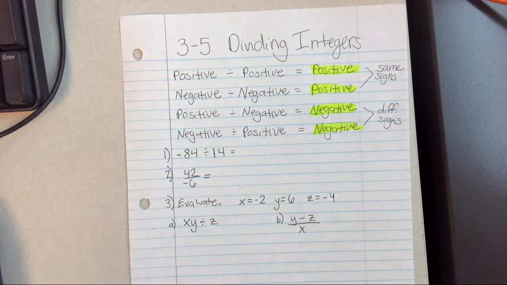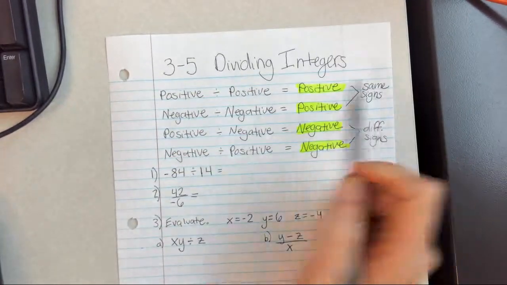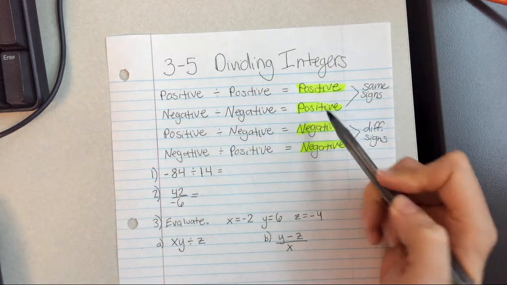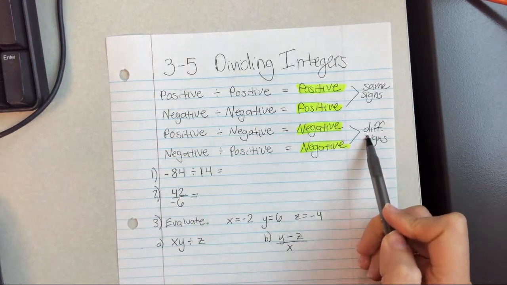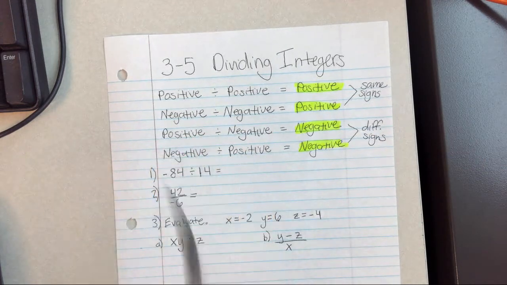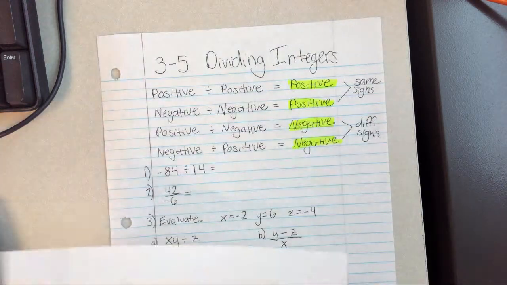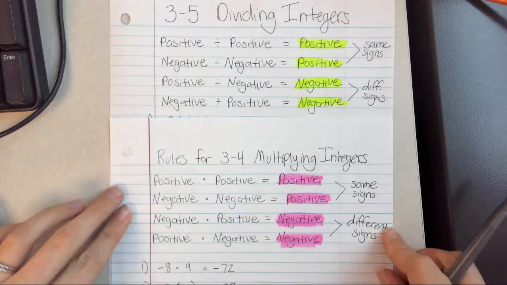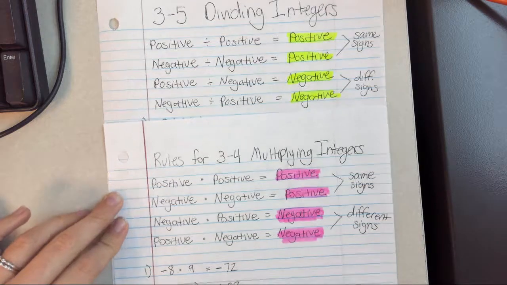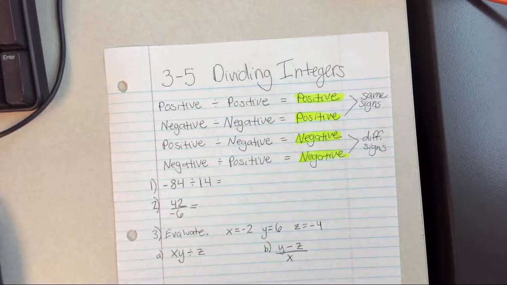With dividing integers, here are the rules at the top. And if you notice something, if it's the same signs, positive and positive, or negative and negative, both of the answers are positive. And if they're different signs, one is positive, one is negative, or the other way around, then the answer is going to be negative. And you should notice that that's the exact same thing as what we learned before with our multiplying integer rules. So that makes it really easy for our dividing integers because it's going to be the exact same rules.